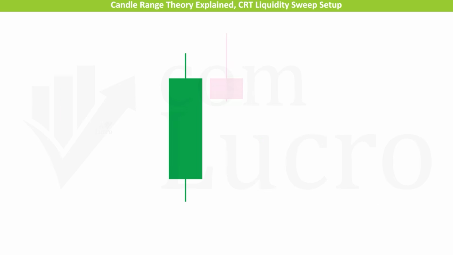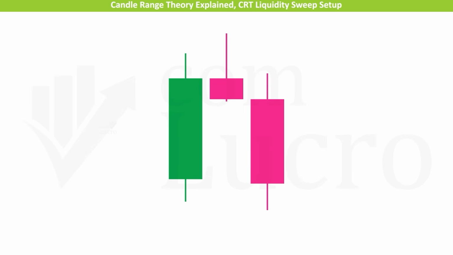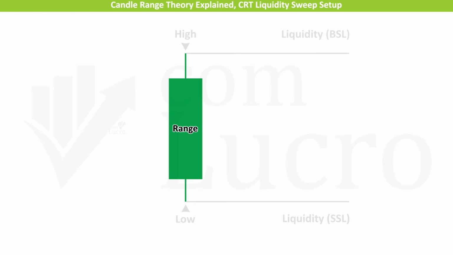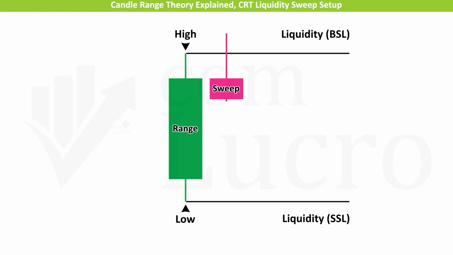Now, in its classic form, CRT works with 3 candles, and each one has a specific role. The first candle defines the range. The second candle creates the sweep. The third candle provides the entry. Let's break that down step by step.